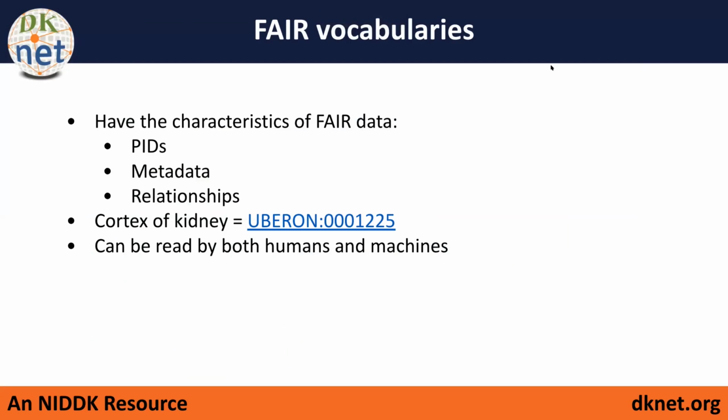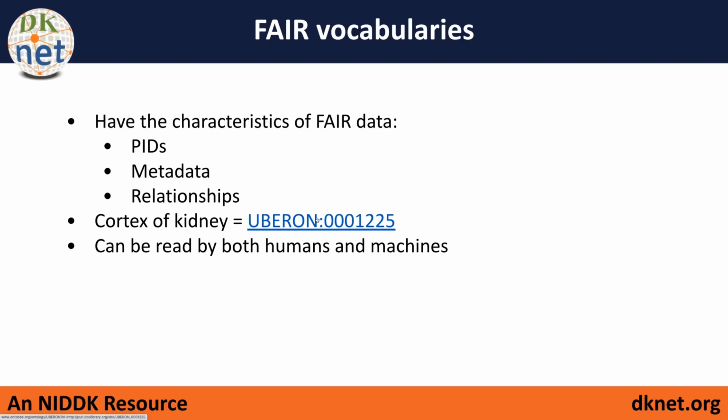This is where the idea of FAIR vocabularies comes in, okay? FAIR vocabularies basically have the characteristics of FAIR data. That is, they have persistent identifiers, there's metadata associated with that, and they also have relationships to other things. That's a FAIR principle we didn't look into a bit. So in fact, there's an ontology called Uberon, which is an ontology of anatomical structures. It's a type of controlled vocabulary, which is very sophisticated. And this is a community ontology. It's available to everybody. And you find out the cortex of the kidney actually has this identifier, right? And you know that this is cortex of the kidney because you look at this.